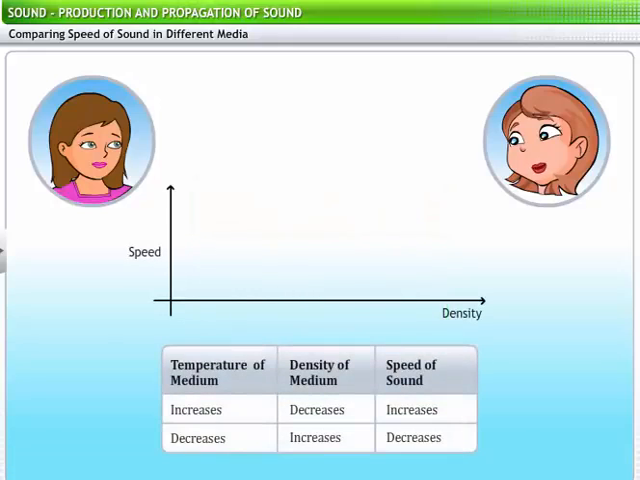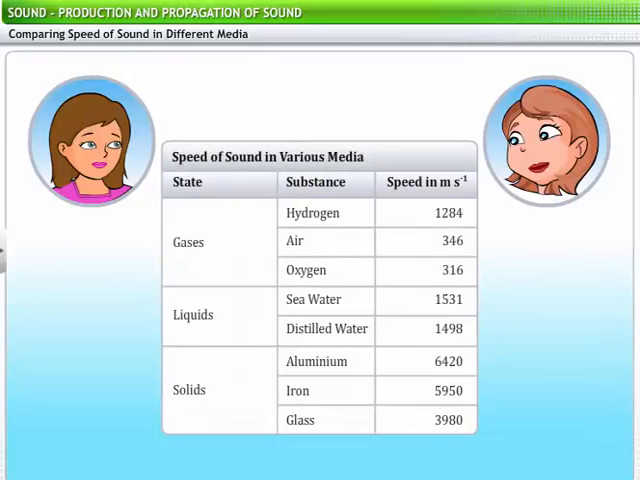If the temperature of a gas increases, its density decreases, resulting in an increase in the speed of sound and vice versa. The speed of sound in various media at specific temperatures is given in the table. From this table, you can see that sound waves propagate faster in solids than in liquids and gases.